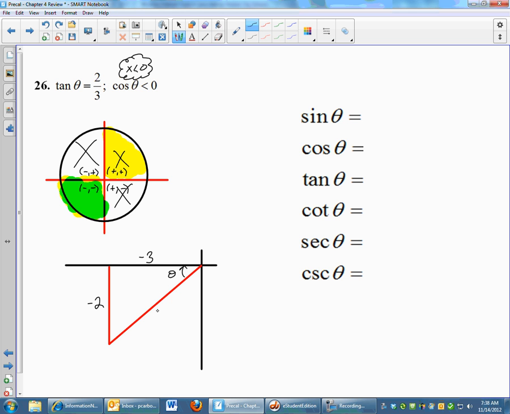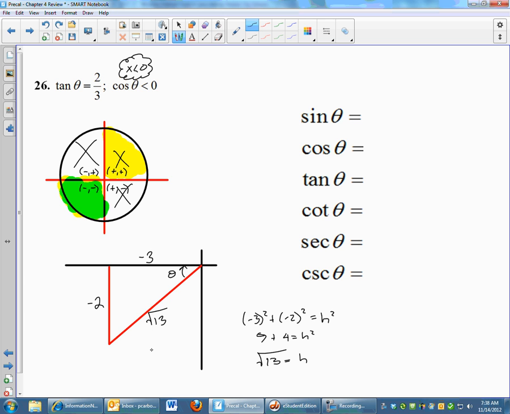And then to get my hypotenuse, I'll do the Pythagorean theorem. So -3 squared plus -2 squared is my hypotenuse squared. -3 squared is 9, -2 squared is 4. 9 plus 4 is 13, and I will take the square root of that, and your hypotenuse is the square root of 13. Now remember, your hypotenuse is always a positive measure. Do not call that -13. You always have a positive hypotenuse.